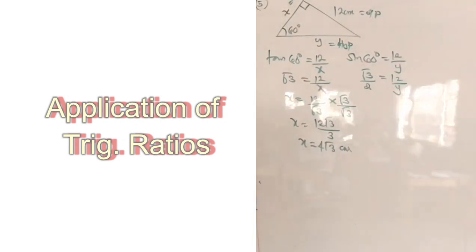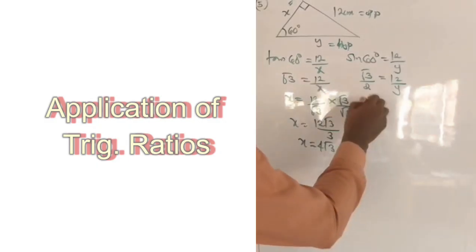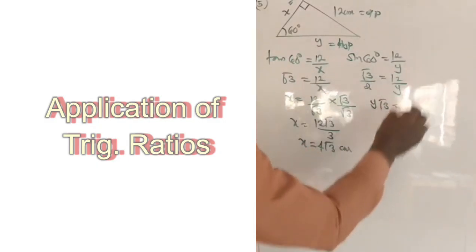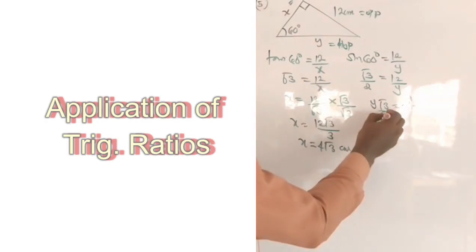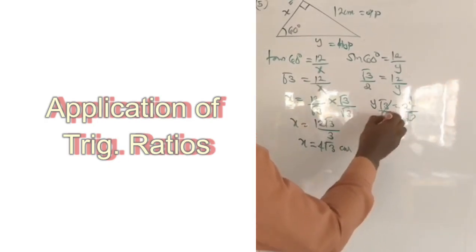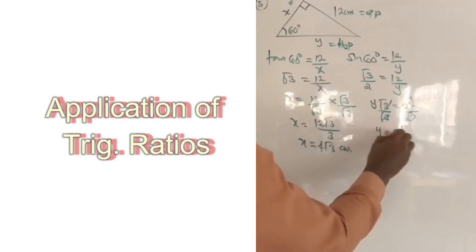So to get y, do what? Cross multiply. So y root 3 equals 2 times 12. To get y, we divide both sides by what? Root 3. So y equals 24 over root 3.